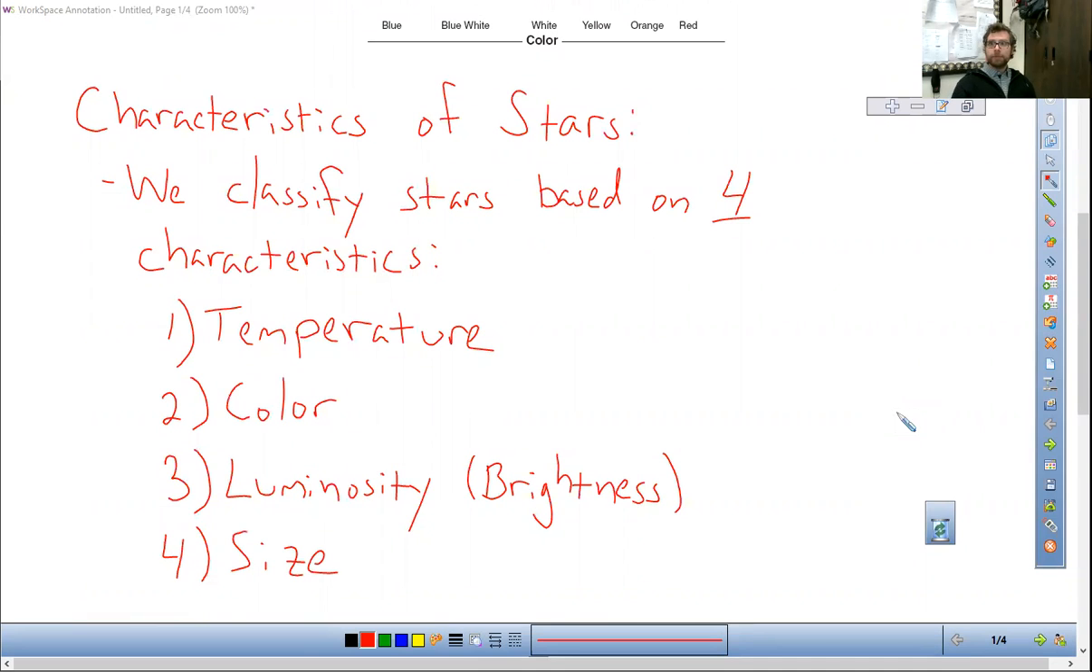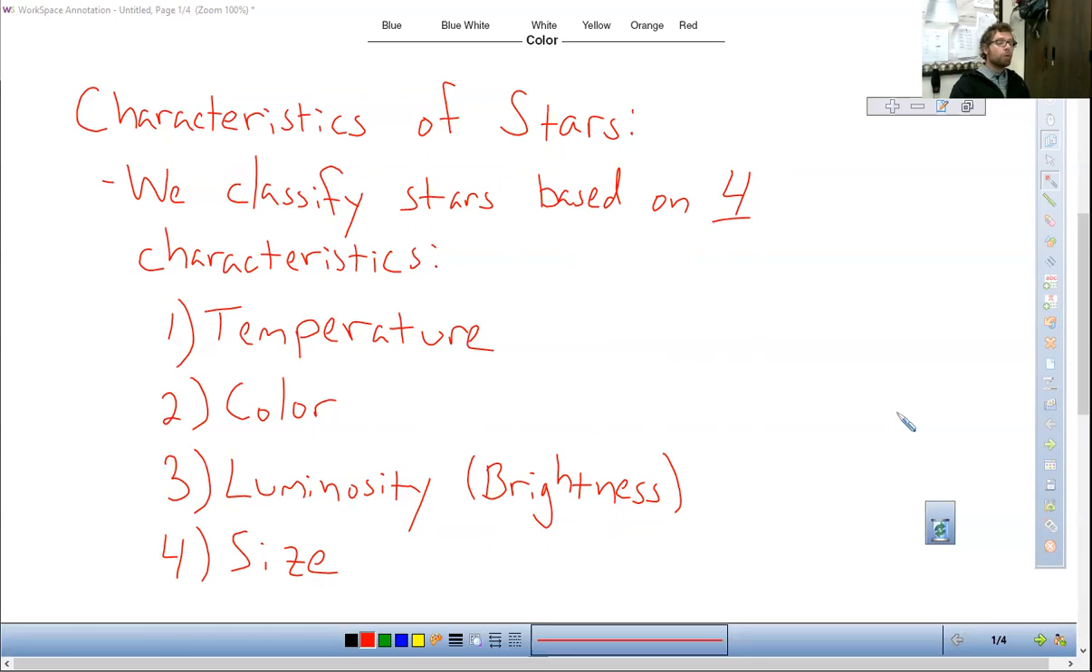The HR diagram at its core tells us these four things about a star. When you plot a star on the HR diagram, we are finding out, we are telling somebody about four characteristics. And the four key characteristics that an HR diagram is telling somebody is the temperature of the star, the color of the star, the luminosity or brightness of the star, and the size of the star.